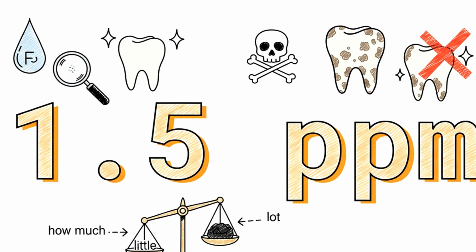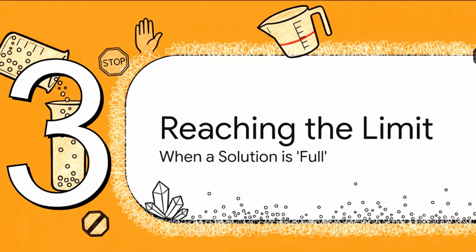It's a really powerful reminder that in chemistry, how much is just as important as what. So can you just keep dissolving something forever? Like, can you just keep dumping sugar into your iced tea? Of course not. Every solvent has a limit, a point where it's just full. So let's talk about what happens when a solution hits that limit.